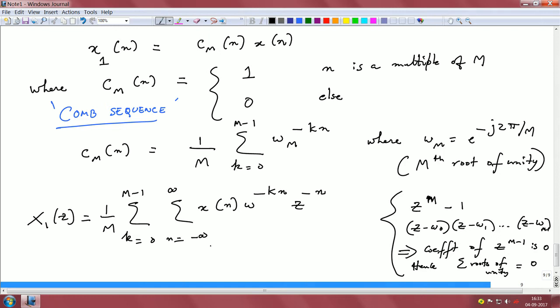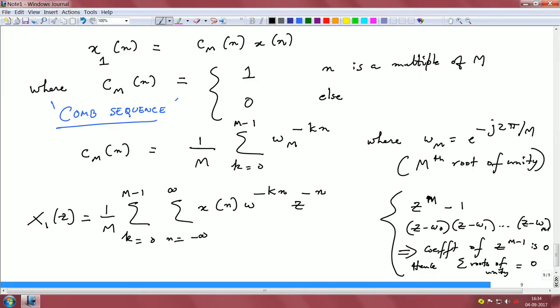So what I have done is nothing, I am just now taking the z transform here. This x of n z power minus n is whatever I have in the original z transform, right, and this comb sequence is just being replaced by this formula, nothing special. So if you went in with the if-else statement saying n is a multiple of m, this exists, otherwise it is 0, then you would never have simplified.